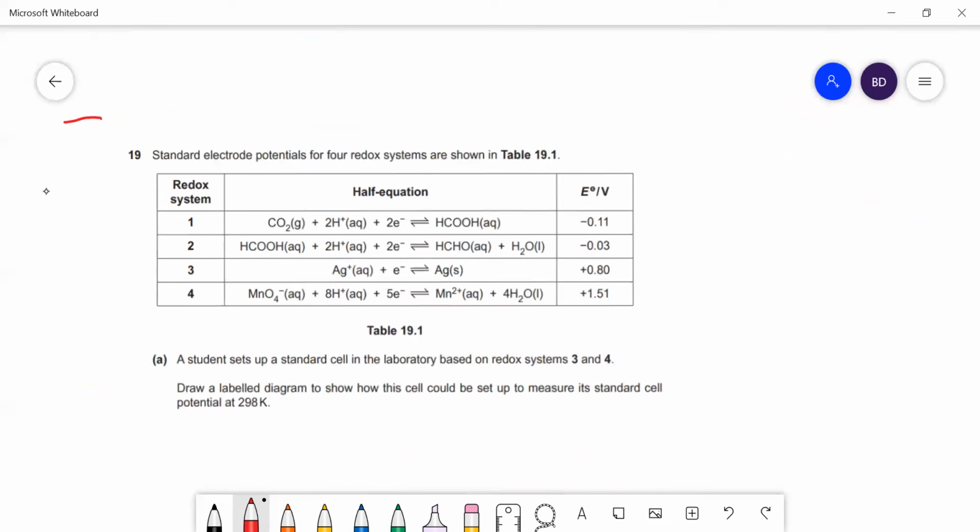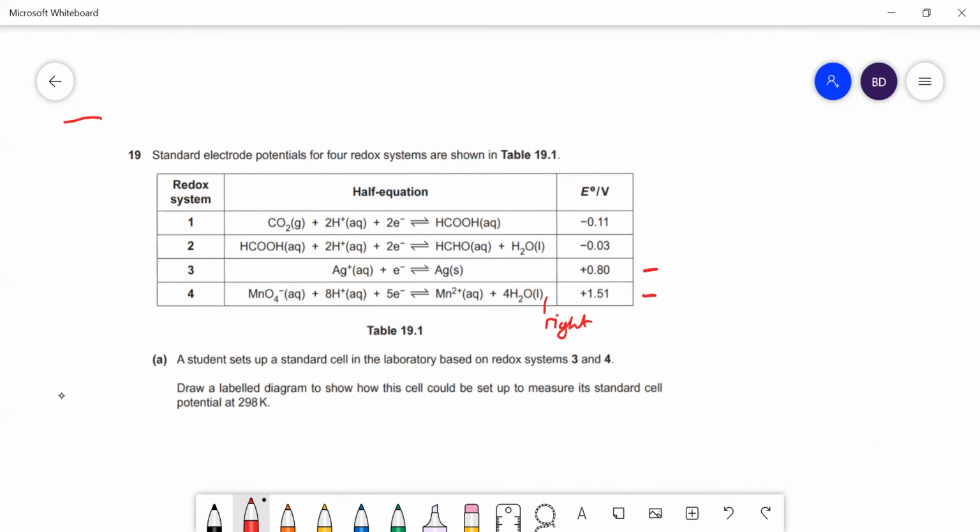Right, now onto standard electrode potentials. So we've got 4 reactions and the electrode potentials are given for them. The student sets up a standard cell based on redox systems 3 and 4. Draw a labeled diagram to show how we could set this up to measure the standard electrode potential. So the convention is to put the most positive on the right. So we're going to put the manganate system on the right.